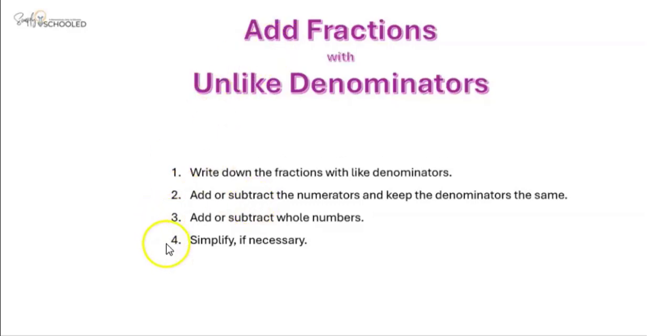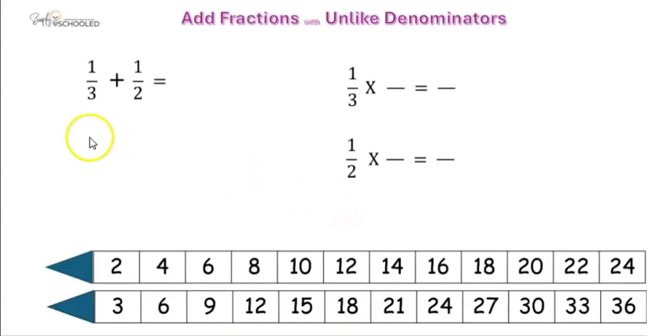We're going to disregard 3 and 4. We will learn that in a future video. So let's look at an example. Here we have 1/3 plus 1/2. We cannot keep the denominator the same because they're different. So we have to find like denominators.